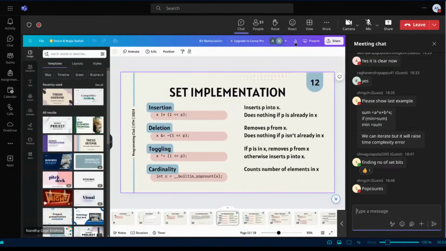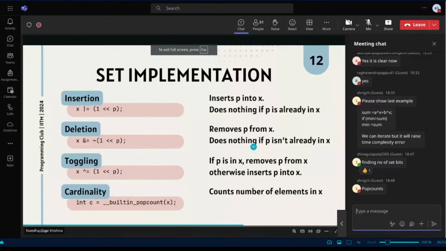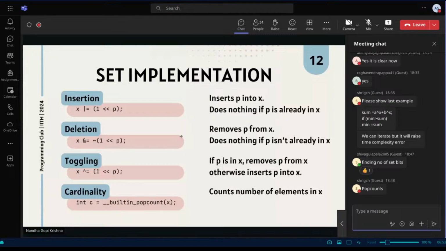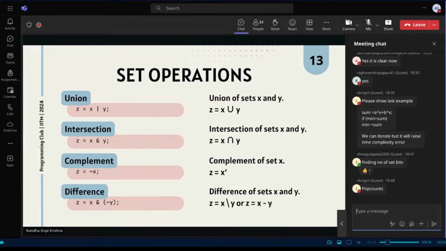Moving forward. So this is how we would implement basic set operations. I mean insertion, deletion, toggling, and cardinality. Now for some set operations that you might have learned in high school, there's union, which I hope you know what it does. Union simply makes a new set which contains all the elements of the other two sets. In this case, I'm taking two sets x and y, and I want z to be the union of x and y. How do we do that?